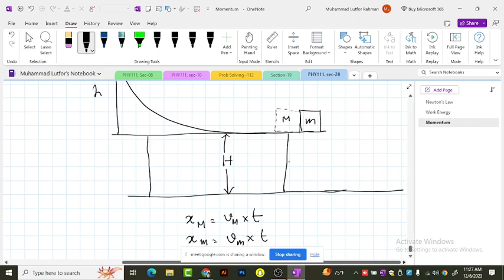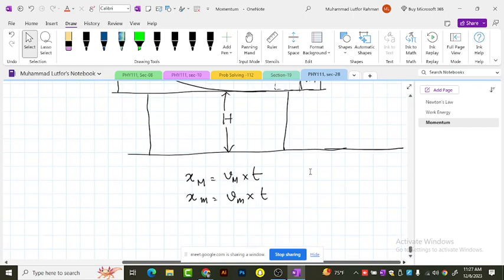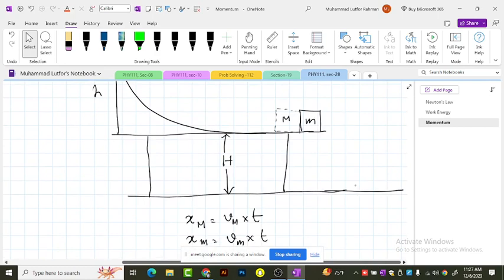All right, so first of all, we can find the time using the vertical displacement. But before that, we need to know the velocities of these two blocks, which are V big M and V small m, the velocities just after the impact of these two bodies. We can find that using the collision idea.